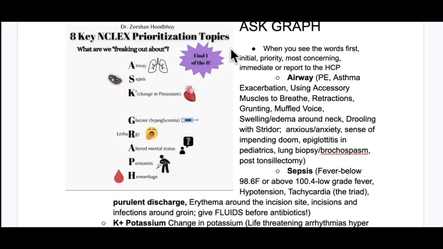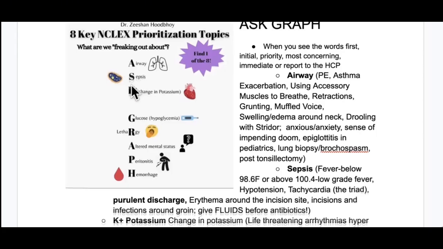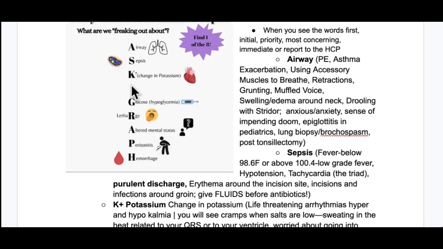Now, with that said, airway is important. Sepsis. All right, so this is Ask Graph. That's the mnemonic developed by Dr. Zishan Hoodboy with, I think it's NCLEX High Yield. So I got this off of Pinterest. But that said, it's really good. That's why I want to share it with you guys as well. Sepsis, that's important. And we're going to talk about septic shock in a moment on another mnemonic that I'm going to share with you.